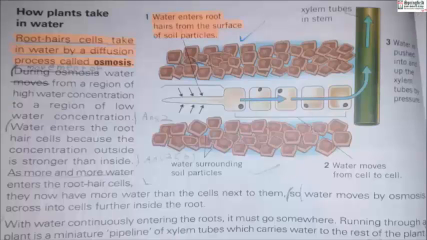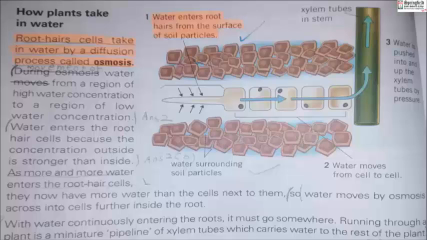Next is how plants take in water. Root hair cells take in water by diffusion process called osmosis. During osmosis, water moves from the region of high water concentration to a region of low water concentration. Water enters the root hair cell because the concentration outside is stronger than inside. As more and more water enters the root hair cells, they now have more water than the cells next to them. So water moves by osmosis across into the cells further inside the roots.